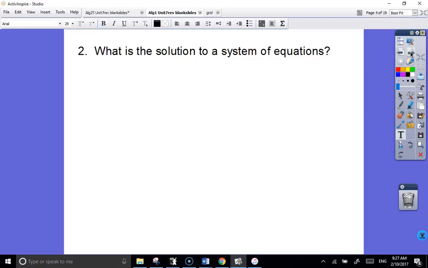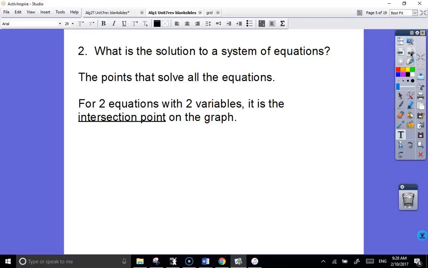That's not good enough. You can't just say an x and a y. Where they intersect, right? If it's an equation and 2 variables, then it's got a graph, which is a straight line, right? And so where do the 2 lines intersect? That's the solution. Because why? Because that point solves both equations. You could plug it in and both of them will work. So that's the answer right there: the point that solves all the equations.